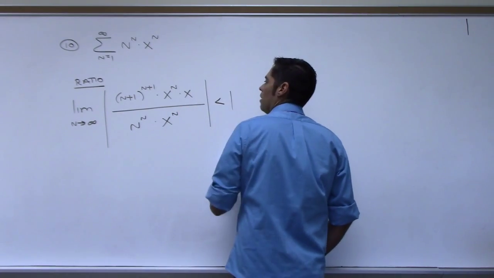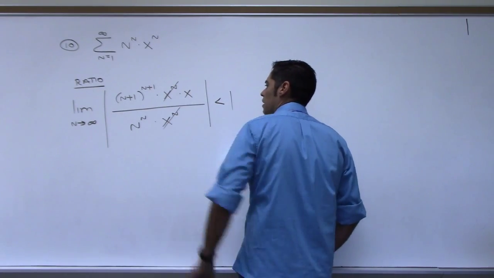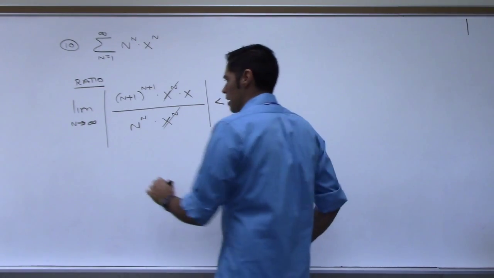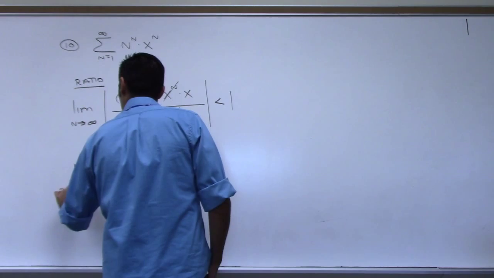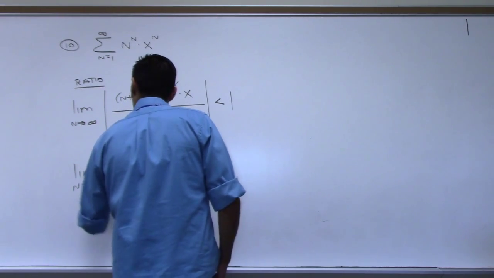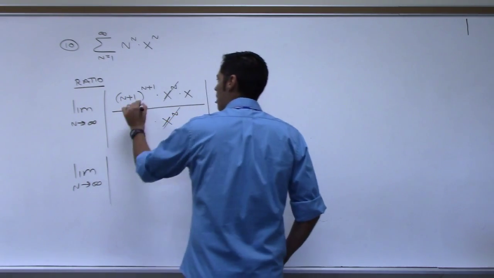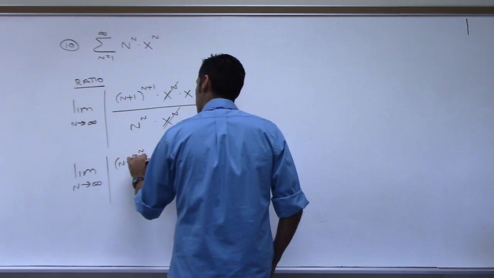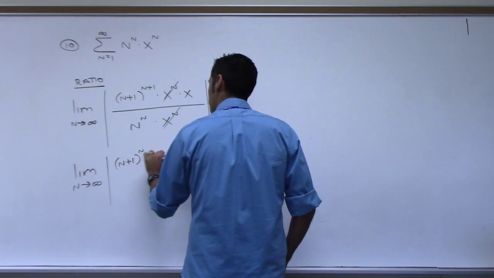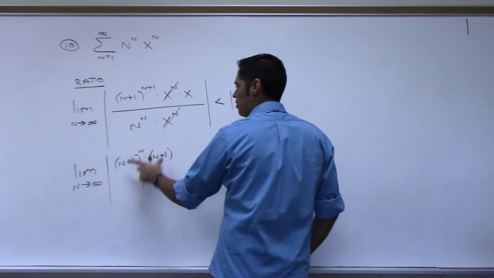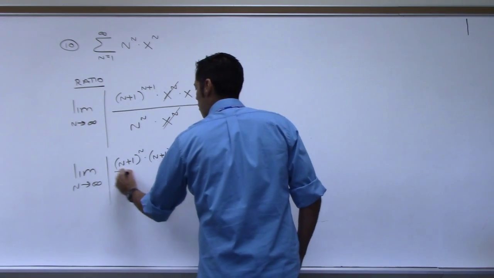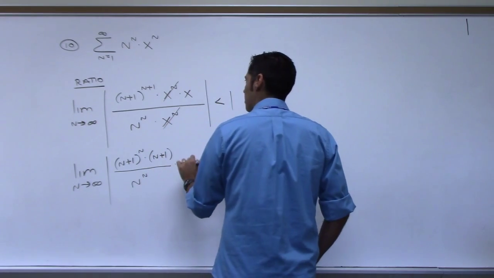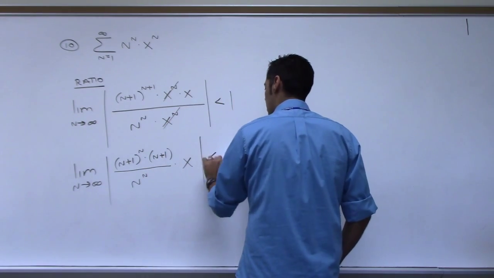Need that to be less than 1. These cancel. These don't cancel, but I can clean it up still a little bit. Limit as n goes to infinity. This top one here is (n+1)^n times (n+1). So that's splitting that into two pieces. And then over n^n, and then times x, because I had that x there. I need that less than 1.